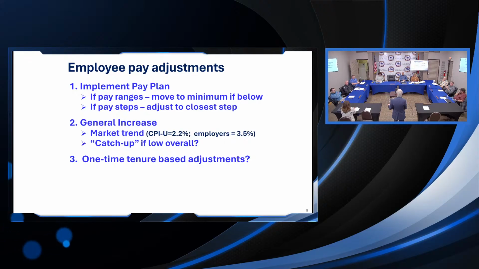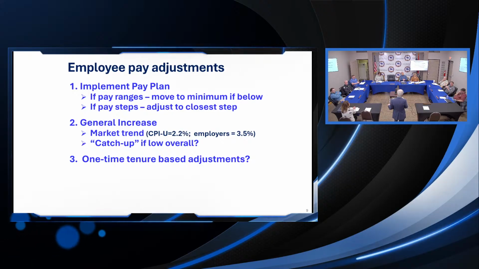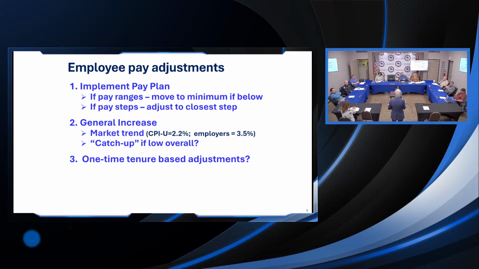If you only do 2% and employers are doing 3.5%, you're going to fall behind. When we had, what was it, that one year with 8% inflation or something, employers for the most part weren't doing 8% increases. They were doing maybe 6. So you need to match that 6 to keep pace. All right, so we do this general increase.